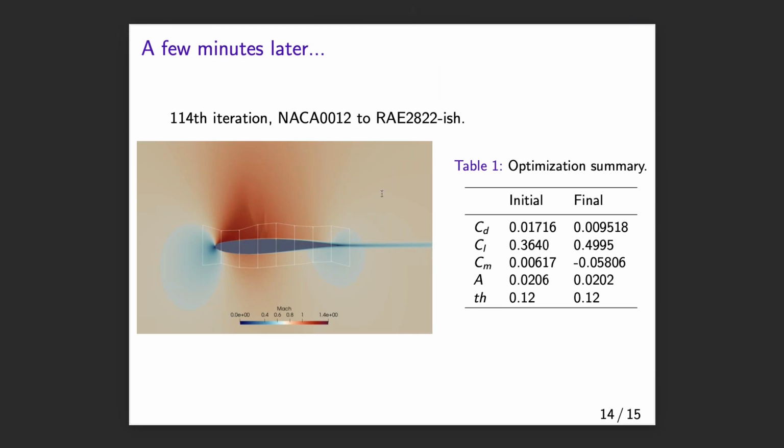Okay, so a short few minutes later, we went from a NACA 0012 to a RAE 2822-ish looking airfoil. So the shock is not as ugly anymore, and we met our constraints as we were expected to, and minimized drag as we were expected to. So it works, and we did this with only one adjoint per iteration. Of course, we also did a lot of iterations, but that's a different problem.